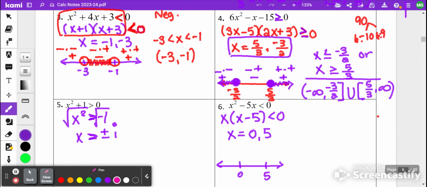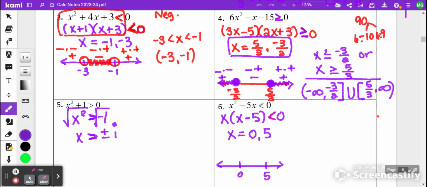Hopefully looking at this, you knew right away because it doesn't say equal to, we're going to have open circles on 0 and 5. We're going to drop some numbers in. I'll take negative 1 from over here. A negative times a negative gives us a positive. A number between 0 and 5, I'll just take 2. We'll have a positive times a negative, which gives us a negative. And over here, we'll take 6, 7, 8, whatever you want. It'll be a positive times a positive, which is a positive.